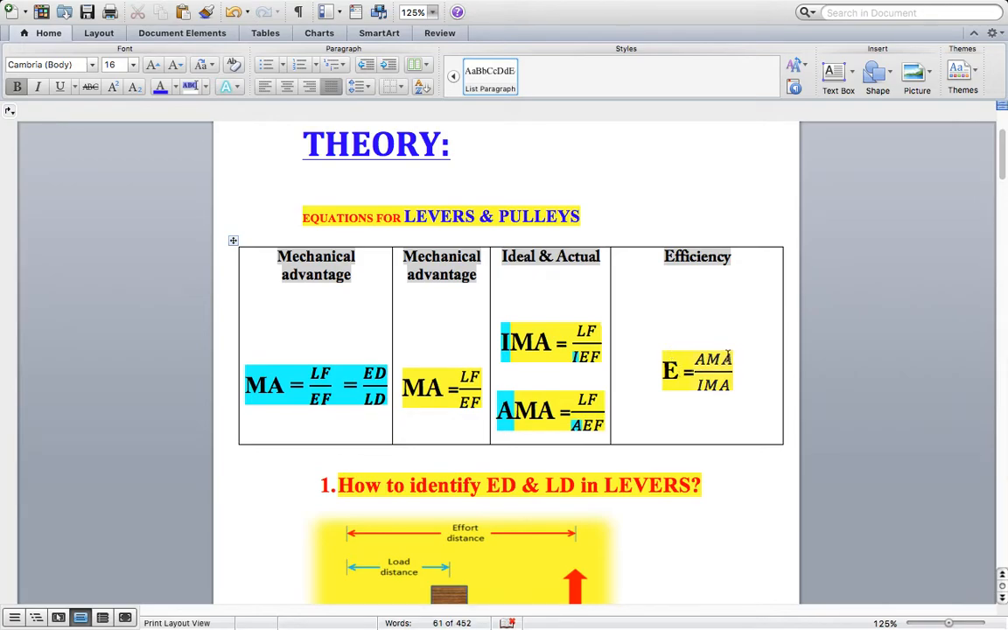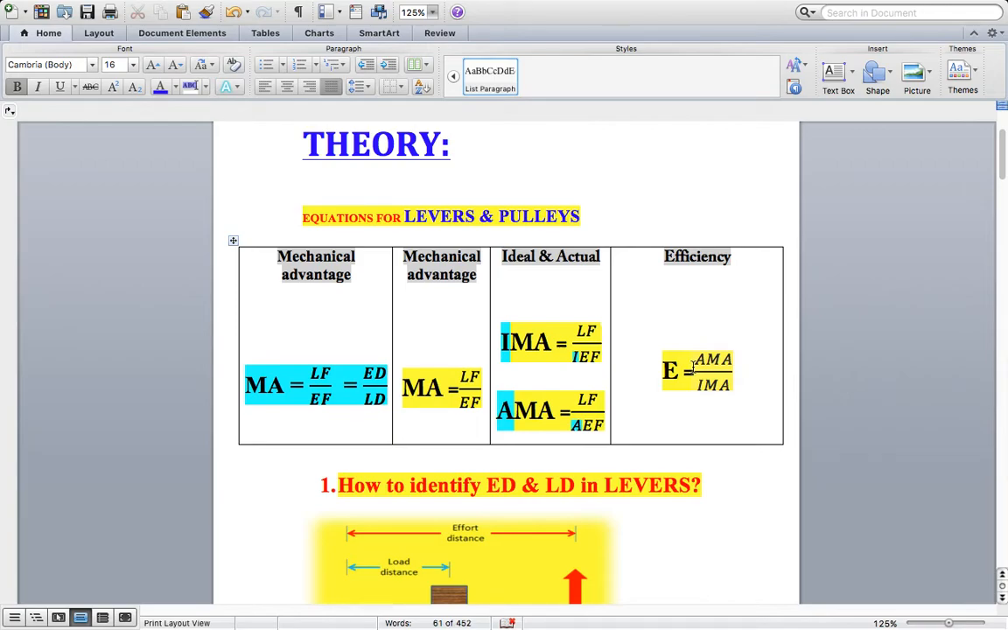The final equation is efficiency. Efficiency is AMA over IMA. So, whenever you approach a question on levers and pulleys, please write all these equations on the right side of the answer sheet, so that you won't use any other equations. Please write all these equations line by line, like MA is load force over effort force and effort distance over load distance, and IMA, AMA and efficiency. Then it will be easier for you to find the values.